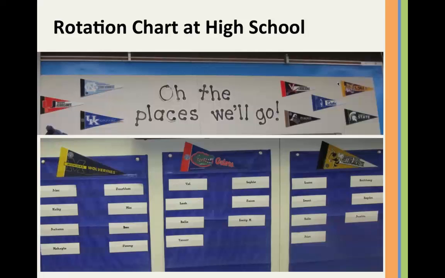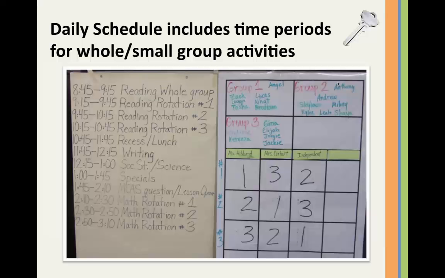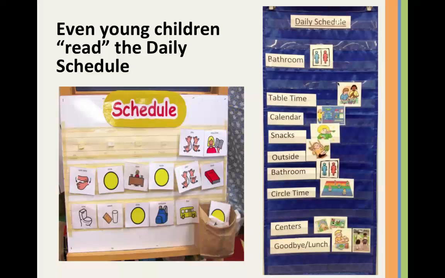So a rotation chart needs to be placed next to a daily schedule, and the daily schedule needs to be broken down into 20 and 30-minute increments so that the students can look at the rotation chart and look at the daily schedule, and they work together. One tells them the time, the other one identifies the activity that the student will be participating in. Even our youngest children can follow this. In fact, we use this model with 3-year-olds all the way up through high school.